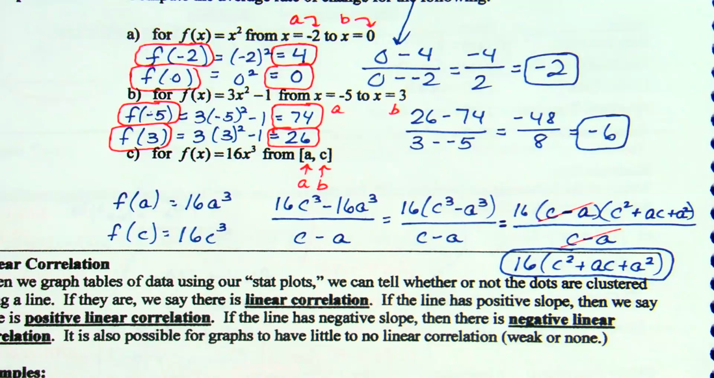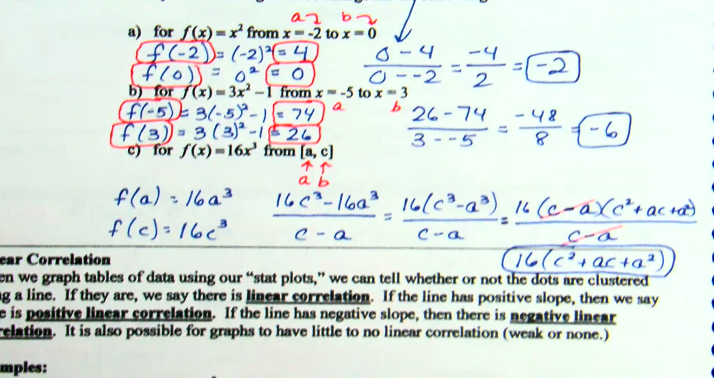So, okay, when we graph tables of data using our stat plots, remember we learned how to graph dots on your calculator, right? And points. We can tell whether or not the dots are clustered along the line. If they are, we say there is a linear correlation. If the line has a positive slope, so going up, that's a positive correlation. If it's moving down to the right, there's a negative correlation. And then it's also possible for graphs to have little to no linear correlation, where the points are just scattered. You guys see the examples here, yes?